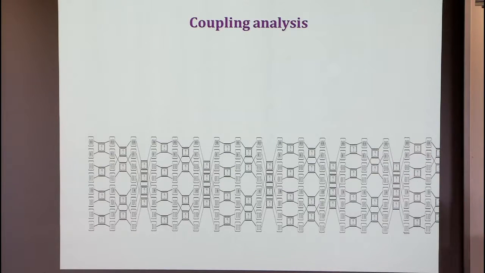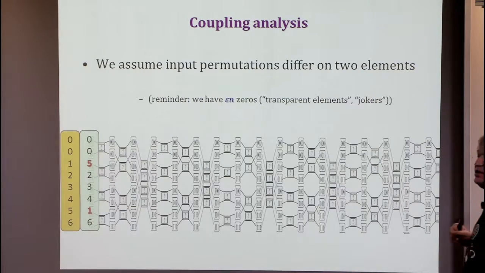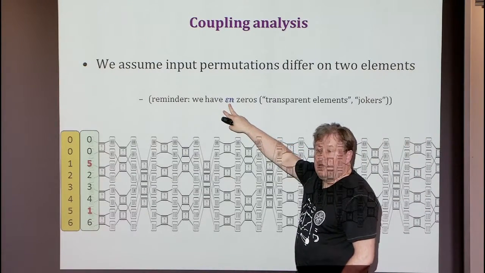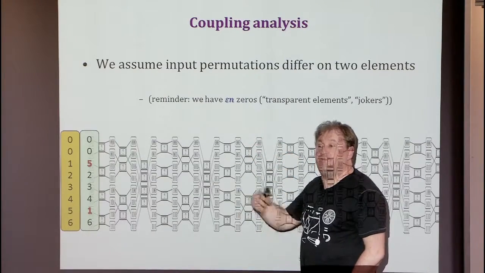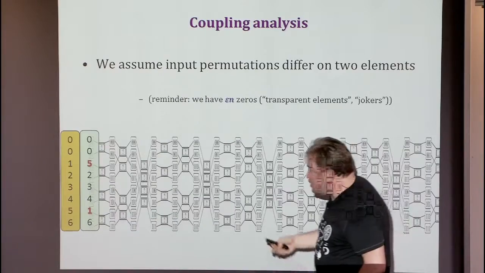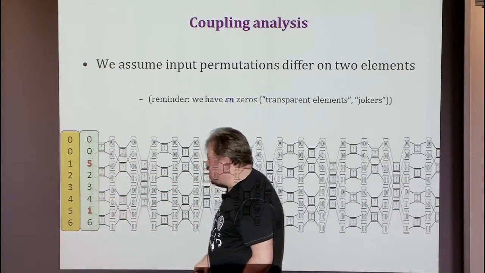Okay, so suppose we have some network. Suppose we have permutations that differ on two elements, and we want to permute only 99% of elements. So we have some number of zeros or jokers, which we'll be using as a buffer to establish the coupling. Okay, so here are these two copies. They differ on these two elements.